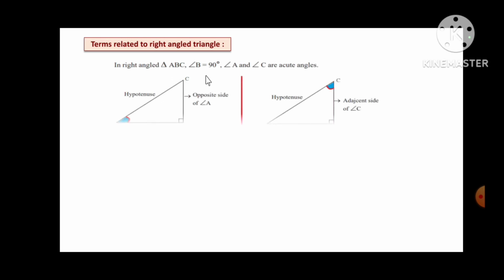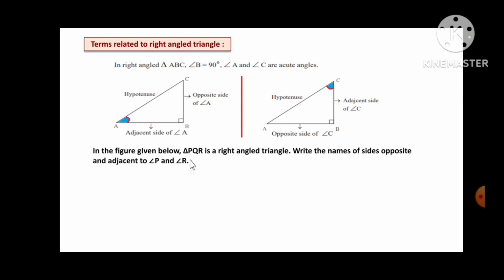So friends, now we'll see terms related to the right angled triangle. In a right angle triangle ABC, angle B is 90. Angle A and angle C are the acute angles. In both cases the figure is the same, but the angle consideration is different. Here angle A is considered, and here angle C is considered, since angle B is 90 in both cases. If you take angle A, its opposite side is BC, the adjacent side is BA, and AC is the hypotenuse. If you take angle C, then the opposite side is AB, the adjacent side is BC, and the hypotenuse is AC.